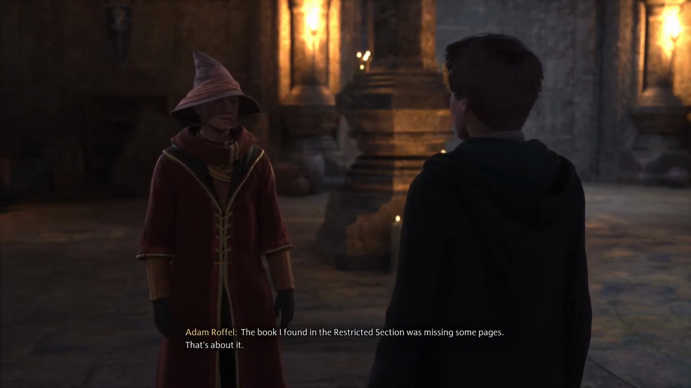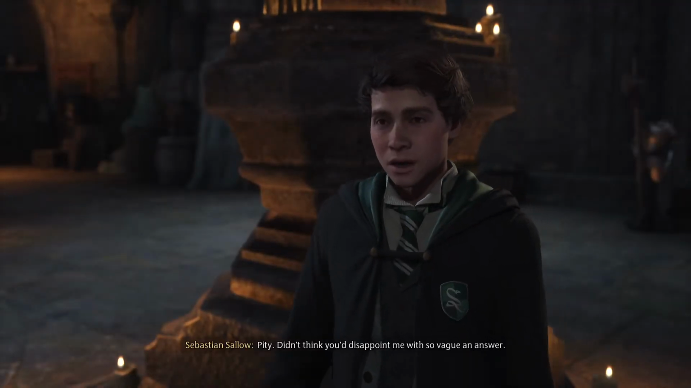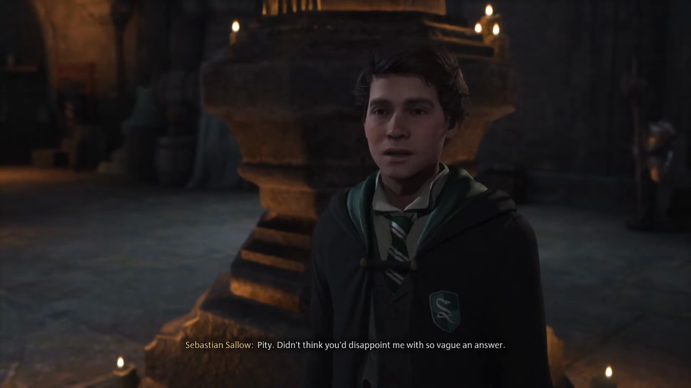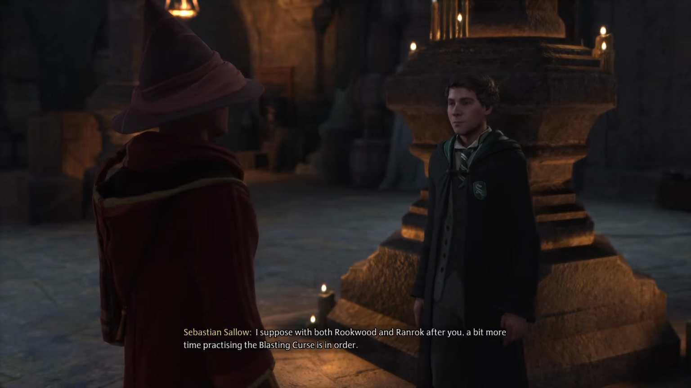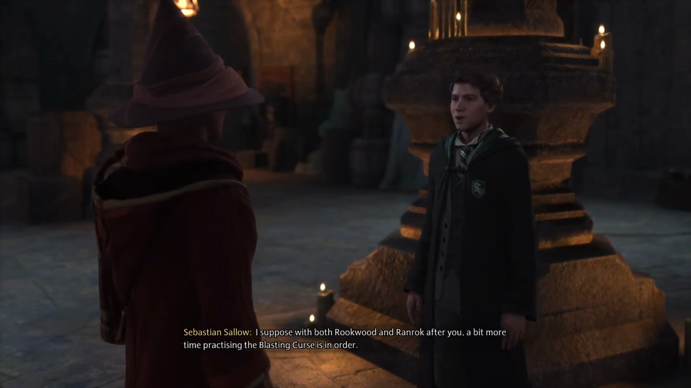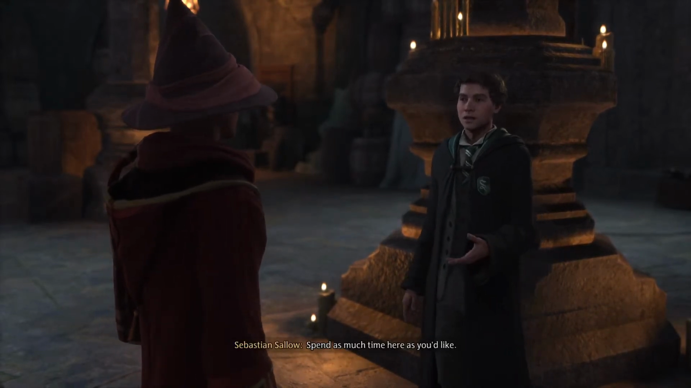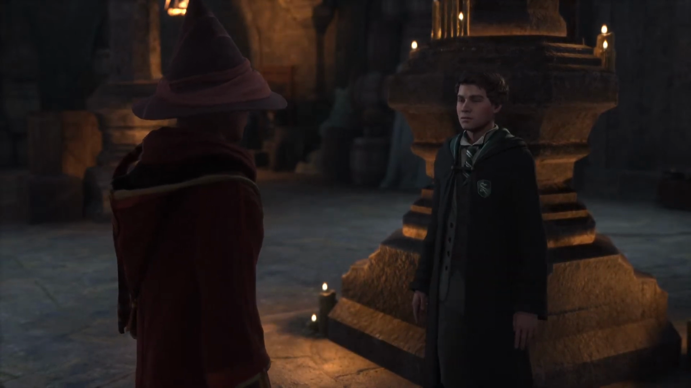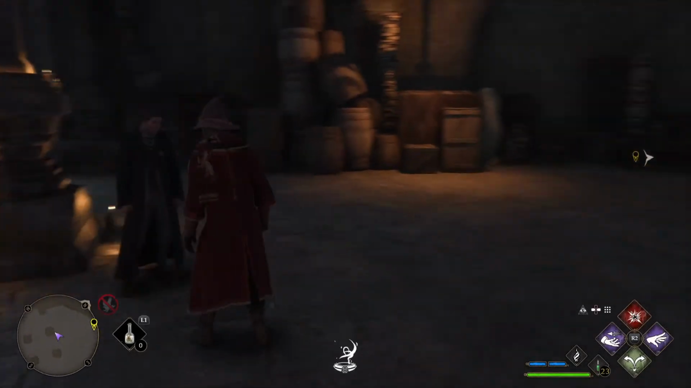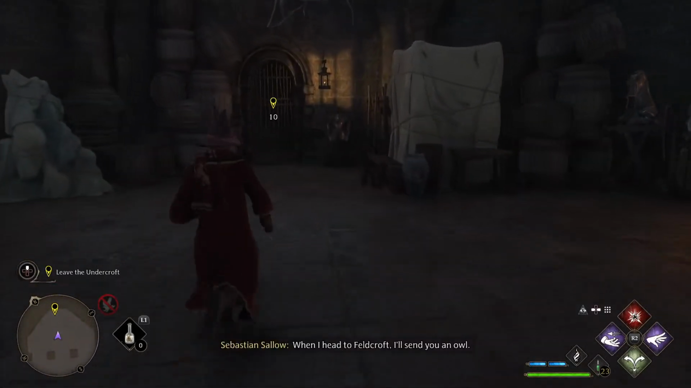That's about it. Pity. Didn't think you'd disappoint me with so vague an answer. I suppose with both Rookwood and Ranrock after you, a bit more time practicing the blasting curse is in order. Spend as much time here as you'd like. And remember, keep this place between us. When I head to Feldcroft, I'll send you an owl.